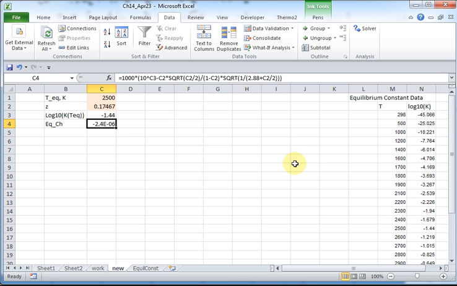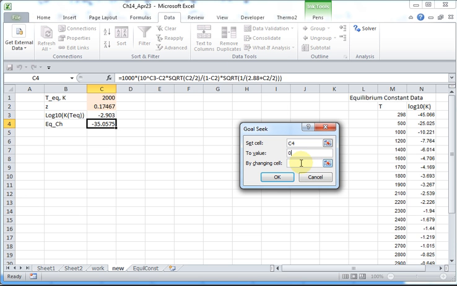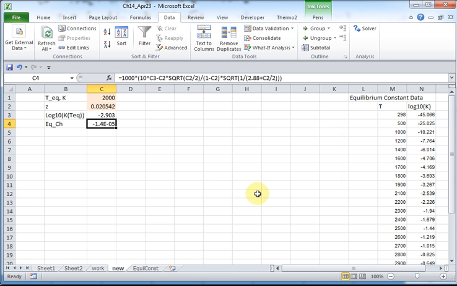17% didn't burn. That's probably too high. So as a good guess, I'm going to boost this back down to 2000. And I'm going to resolve what if analysis, goal seek, set to 0, and that's about 2%. That seems too small. But anyway, let's continue on because I've got a lot to cover.